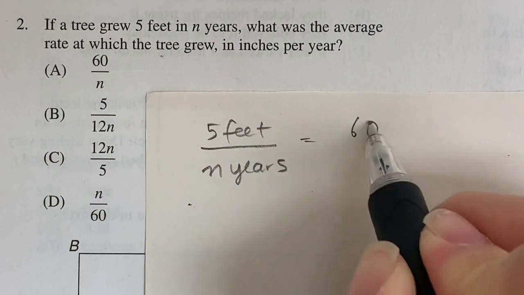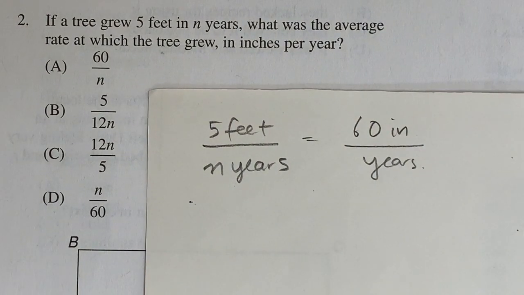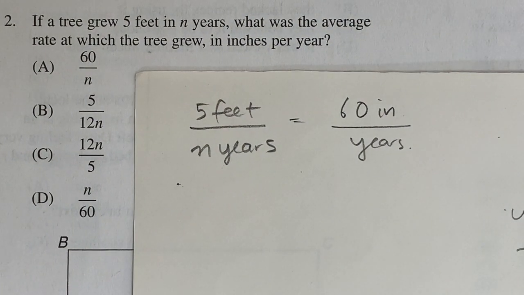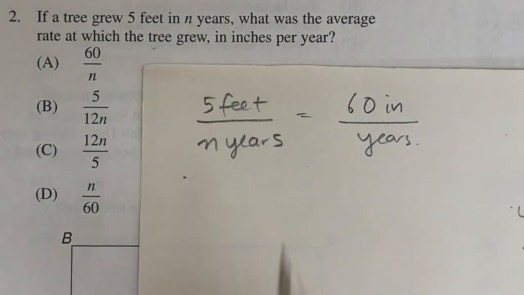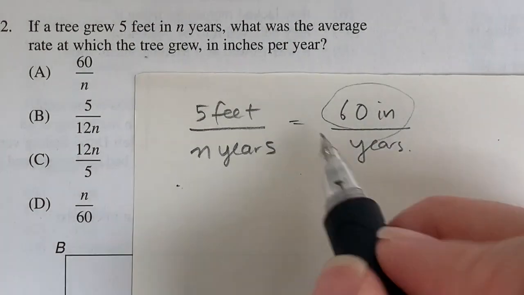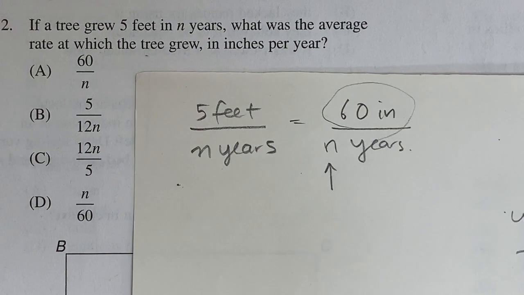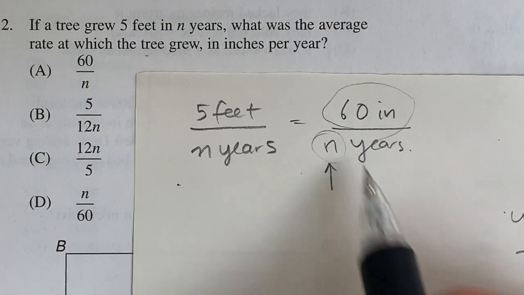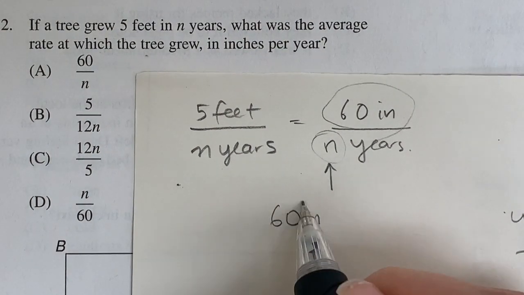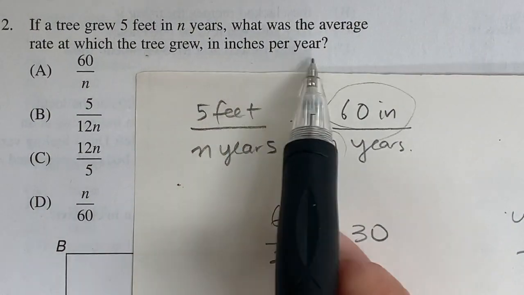So this means it's 60 inches over n years, right? You just have to know that 1 foot is equal to 12 inches. So 5 times 12 is 60 inches. Here I am gonna just put a random number. So let's say 2, only because I know that 2 is an easy number to handle. So I'm just gonna write 2 here. If it was 60 inches over 2 years, that would grow 30 inches per year.